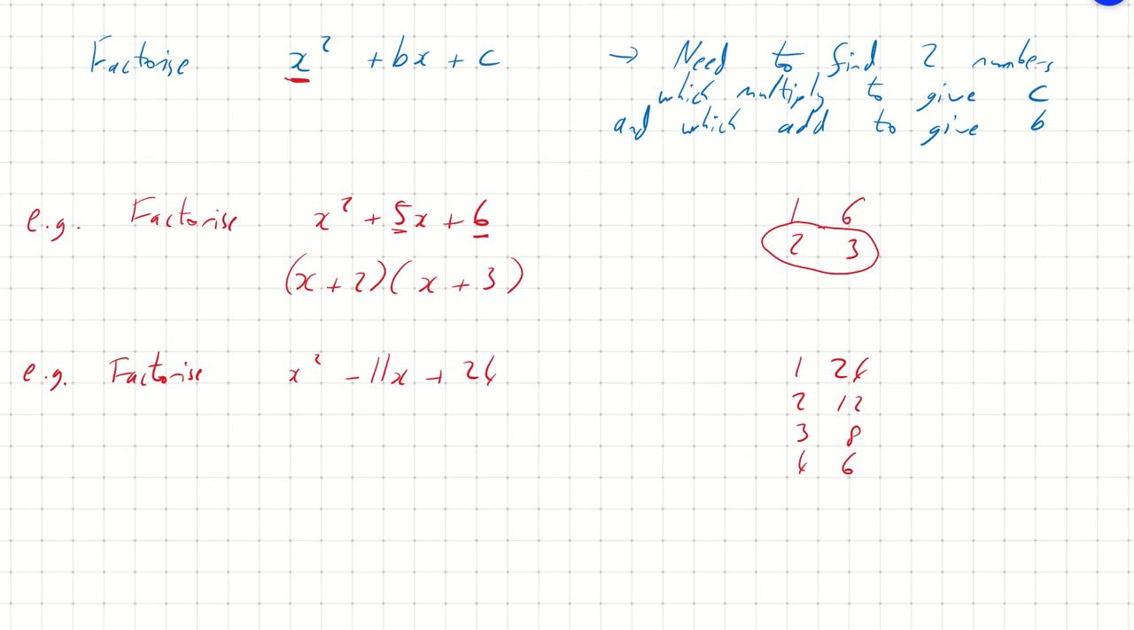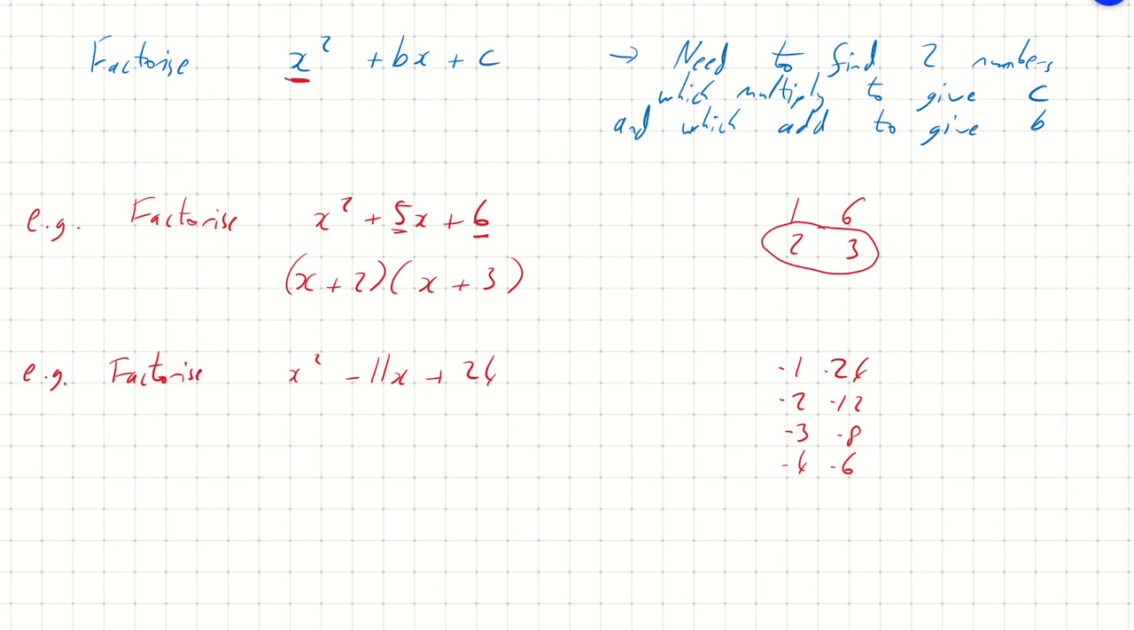But then we need them to add to give minus 11. So it's very important we have minus 11. To get two of these numbers that multiply to give a positive number and add to give a negative number, these numbers are going to have to be negative. You need the negative versions of these numbers.